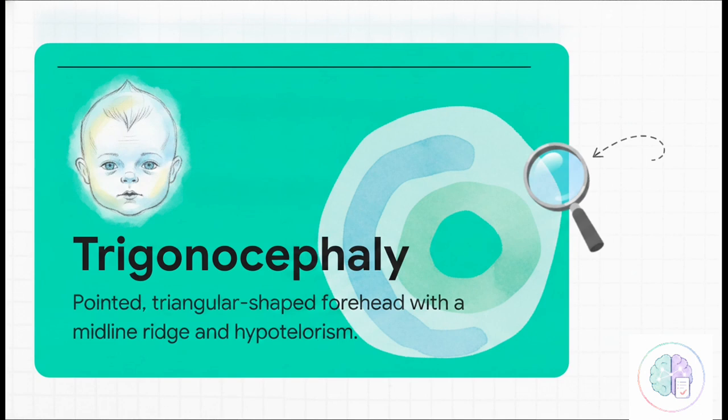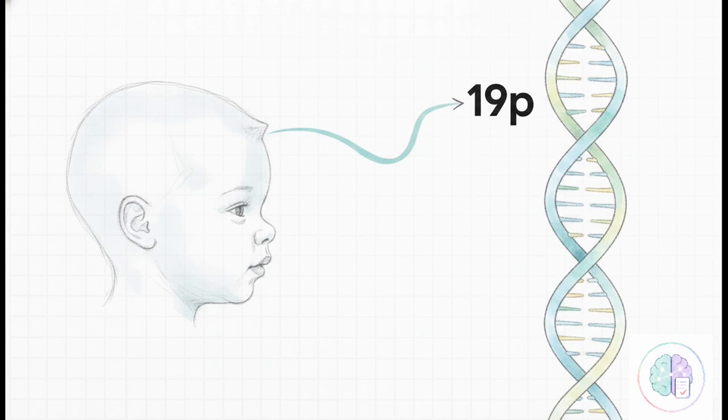You'll see a prominent midline ridge running down the forehead, and this pinching effect draws the eyes unusually close together, a clinical sign known as hypotelorism. Now, isolated physical findings like this are often profound clues pointing to much deeper genetic profiles. A significant number of infants with this specific triangular forehead also present with a 19p chromosome abnormality and associated developmental delays. So the shape of the skull literally becomes a diagnostic flag for systemic genetic conditions.